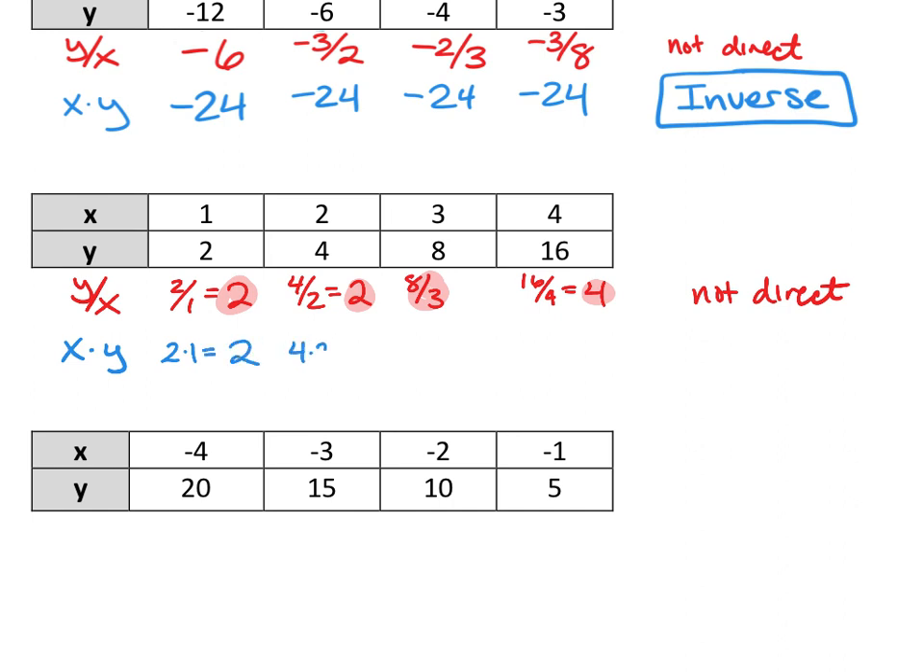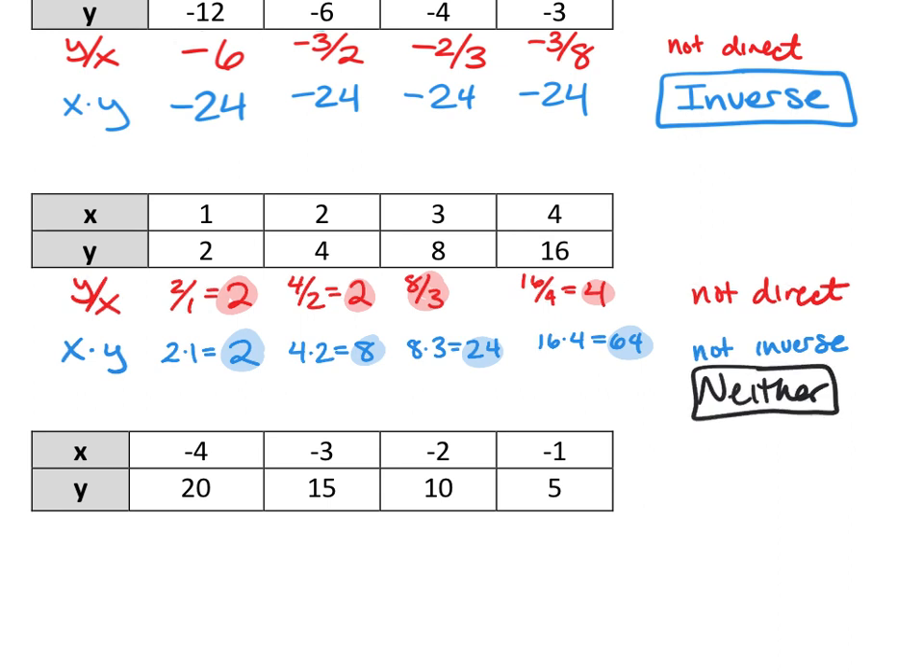And 4 times 2, which is 8. Oh, yikes. 8 times 3, which is 24. And 16 times 4, which is 64. Are all of these numbers that I get after I do that multiplication, the product, are those the same? No, so it is not even inverse. So how do you answer this one? Neither. Is that what you guys got when you tried this one? Uh-oh. Thank you for your honesty.